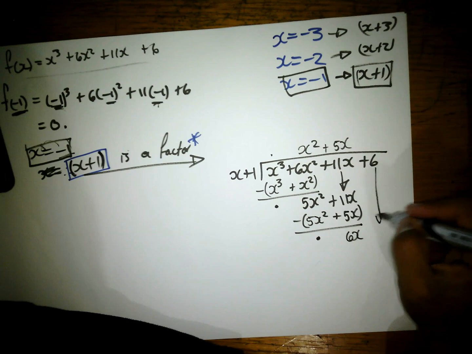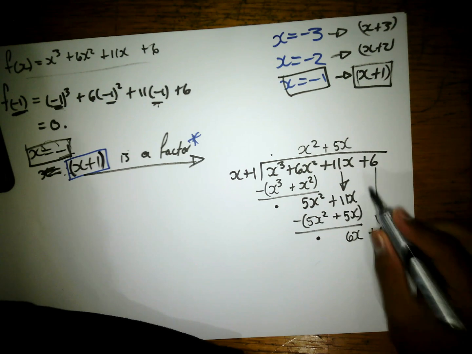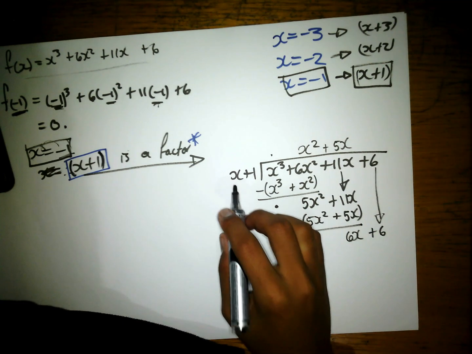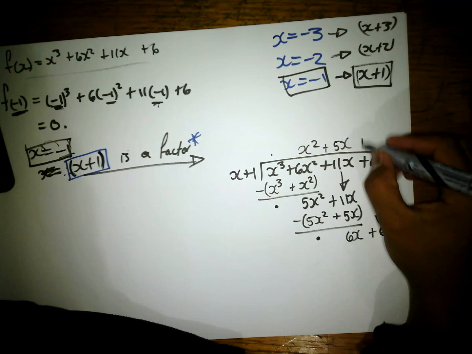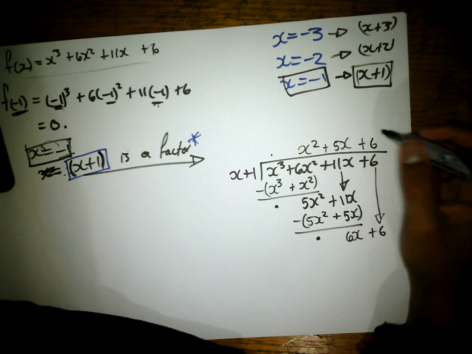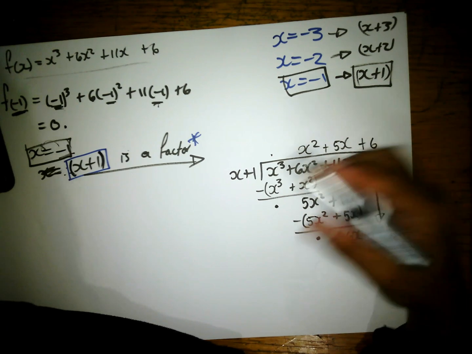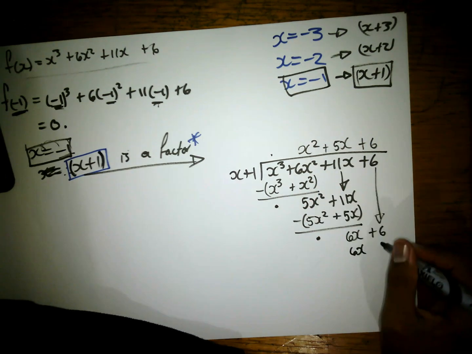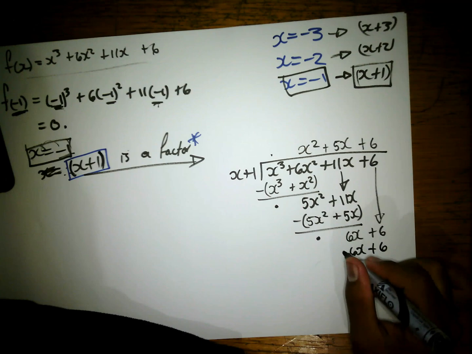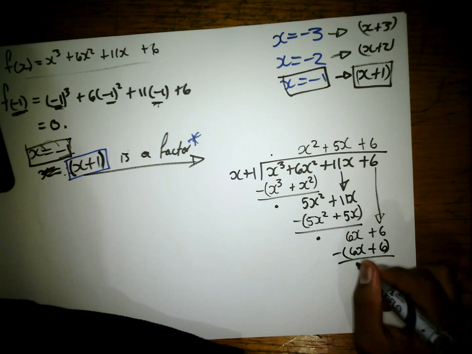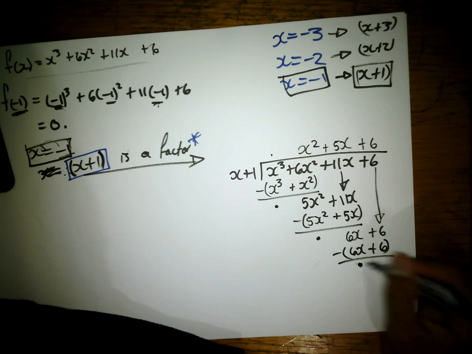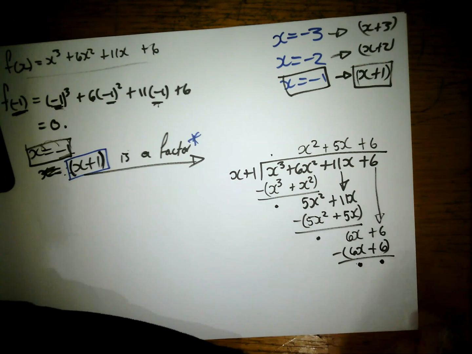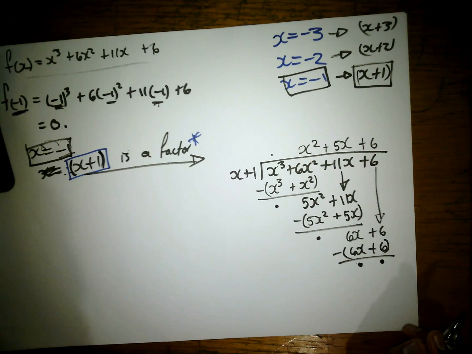Again we bring down the next number and the sign. So 6x divided by x is a positive 6. Then working backwards, 6 times x is 6x. 6 times 1 is 6. We subtract, then 6x minus 6x is nothing. 6 minus 6 is also nothing. So what do we do with this now?